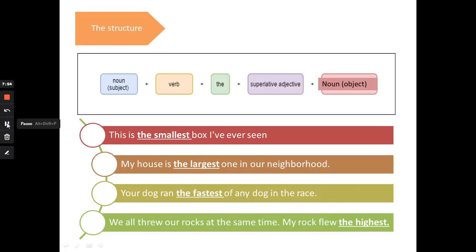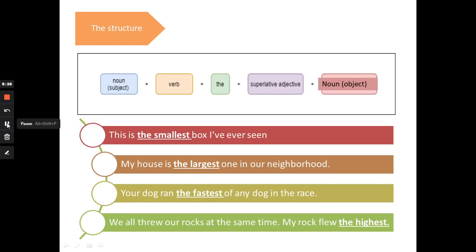So a superlative adjective sentence has a noun, which is the subject. You have the verb, you have your superlative adjective, and you have a noun, which is the object. You can see from the sentences here, right? The first one: this is the smallest box I have ever seen. So you have the smallest. The smallest shows the superlative adjective.